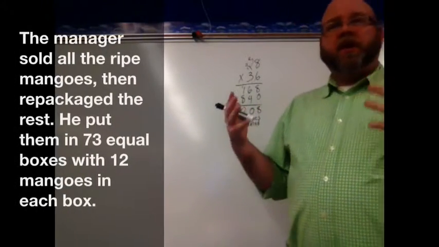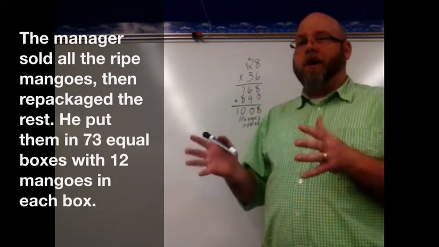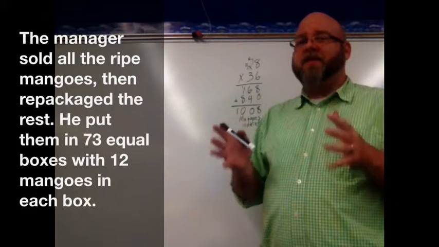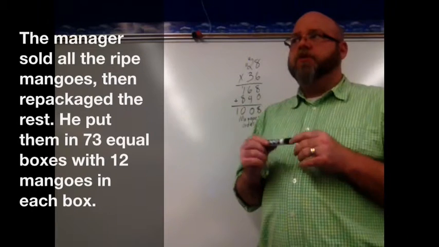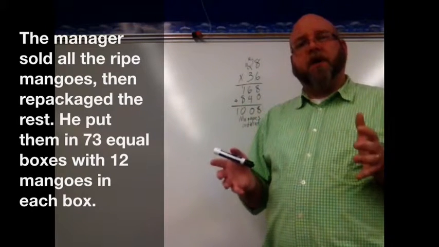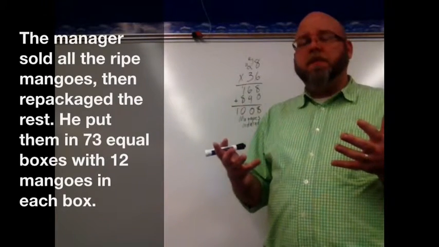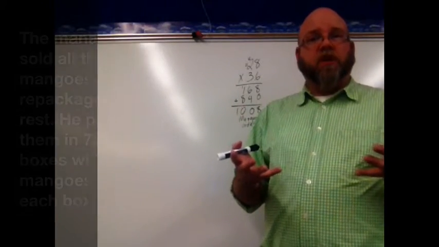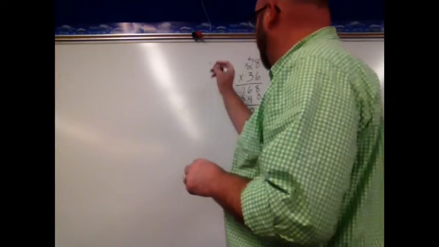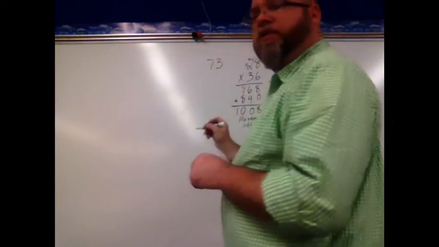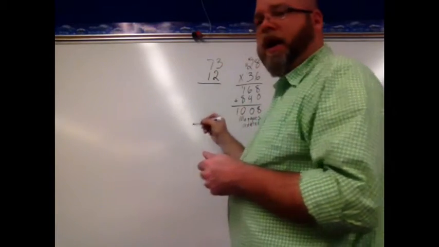He says, so then they were delivered, and he sold off all the ripe mangoes. And he took the ones that weren't ripe, and he put them in 73 boxes with 12 mangoes in a box. So there's 73 boxes of unripe mangoes with 12 mangoes in a box. I now need to figure out, well, how many unripe mangoes were there? Okay, so let's do that. So there were 73 boxes of unripe mangoes with 12 mangoes in a box.